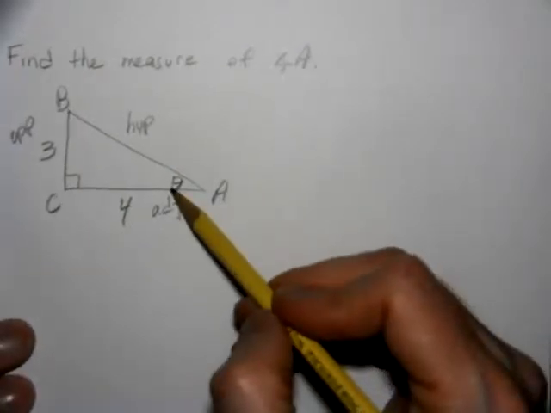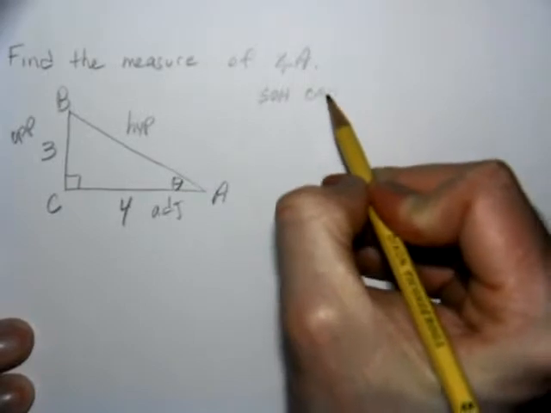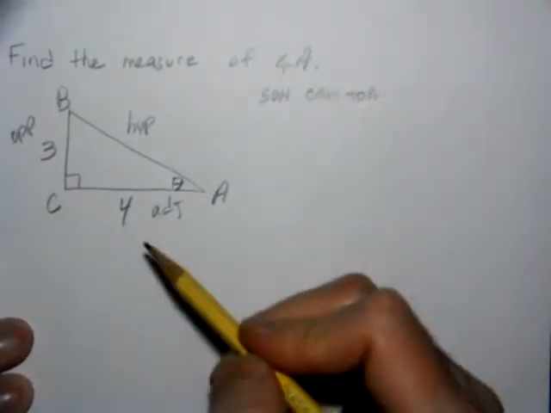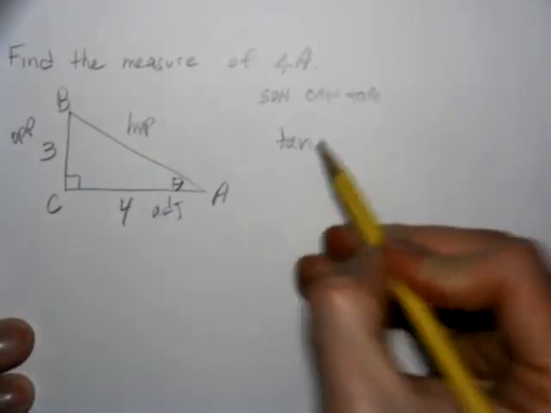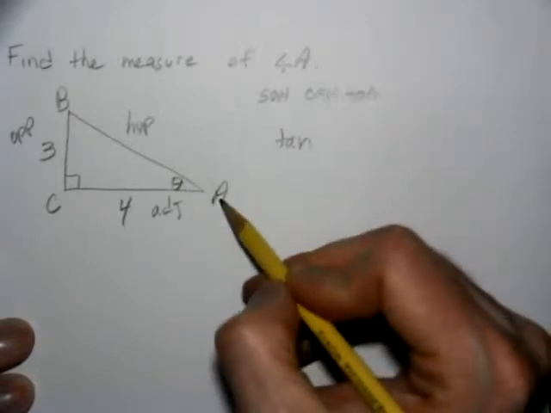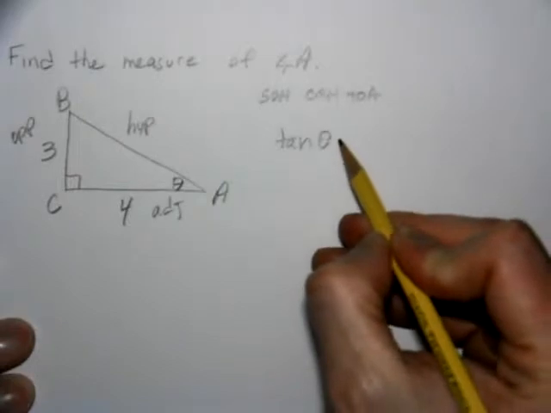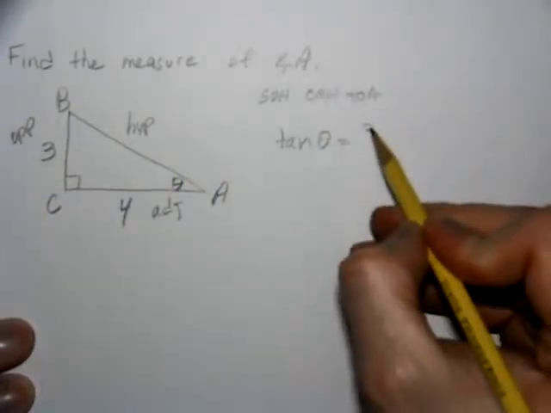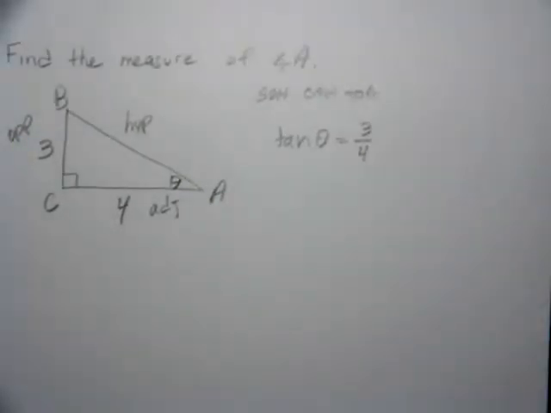So we know that we're going to use, thinking of SOHCAHTOA, that the opposite and adjacent would be tangent. So just like before, tangent of theta, you could say, or tangent of A, whichever way you like to write it. Tangent of theta equals the opposite over the adjacent. So we know that tangent is supposed to give us this ratio of 3/4.